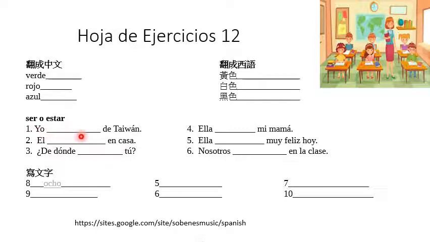Yo soy de Taiwan, 对不对? Right, so you know you use ser, the more permanent form of to be in English. And you need to change it from ser to soy. Yo soy de Taiwan, right? 动词变化, 记得吗? 这个短片前面, 我们有复习, el verbo ser, right? Ser, 动词变化. Okay, so do that with all six of these questions.